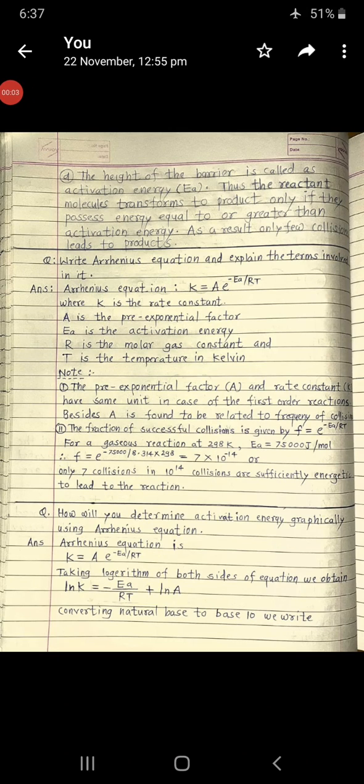Okay. Now the next question is, how will you determine activation energy graphically using Arrhenius equation? First of all, what is Arrhenius equation? Arrhenius equation is k is equal to A e raised to minus Ea upon RT.